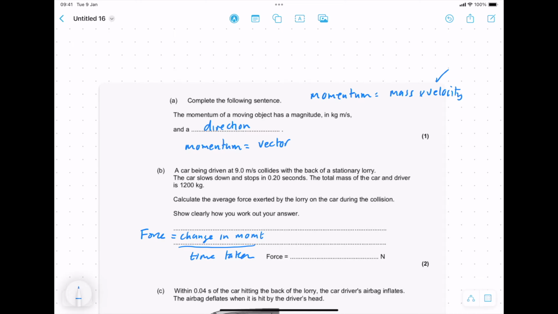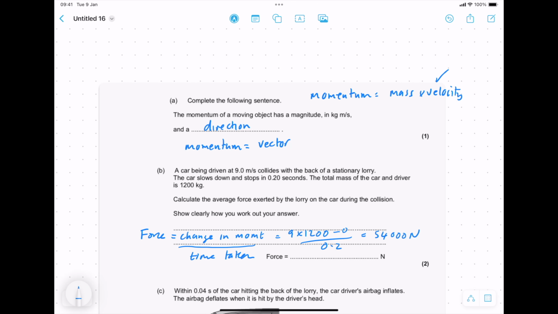So if we look at the momentum before, you can see that it is 9 times 1200. The momentum at the end will be 0 because the car collides with the back of a stationary lorry and will be brought to rest as well, all over the time taken, which is 0.2. So that calculates to be 54,000 newtons, which is a very large force, which you'd expect for something colliding and then being brought to rest in a very, very short space of time.